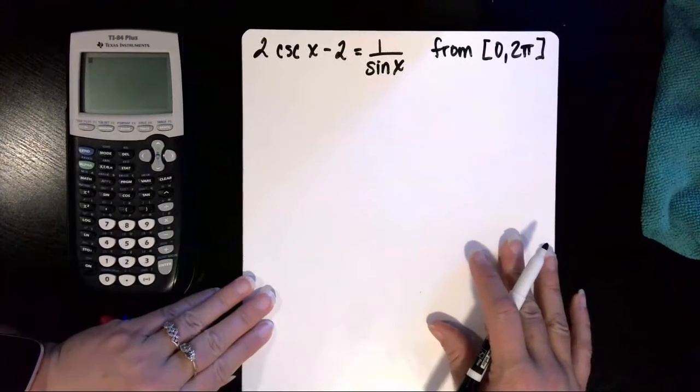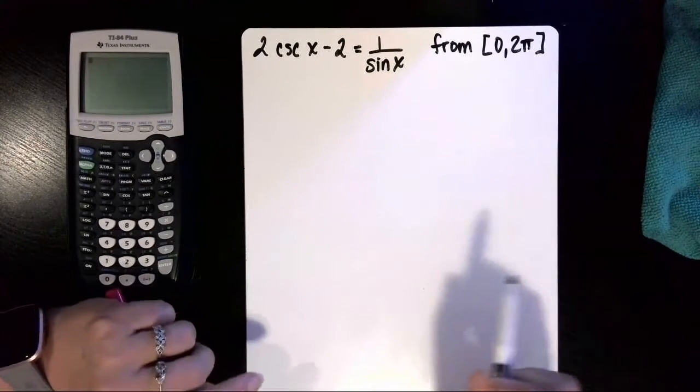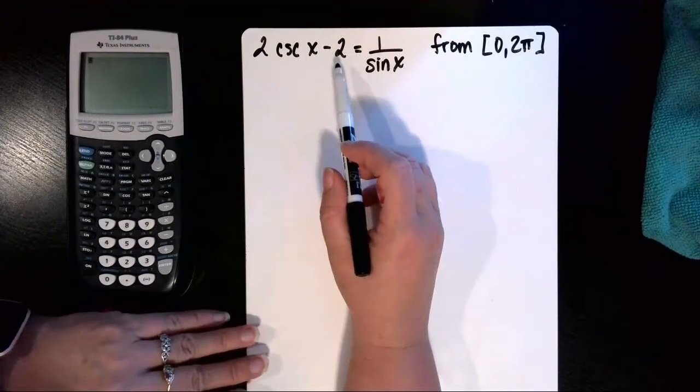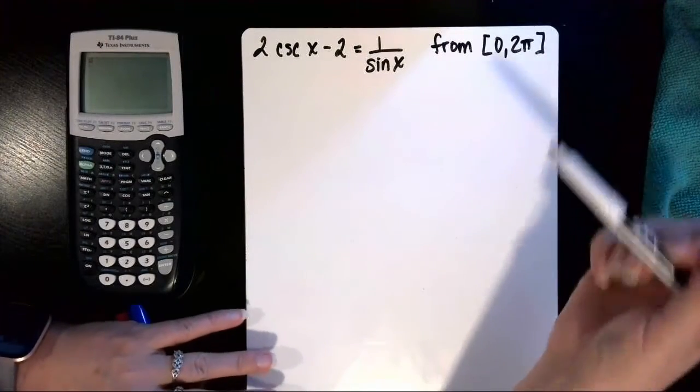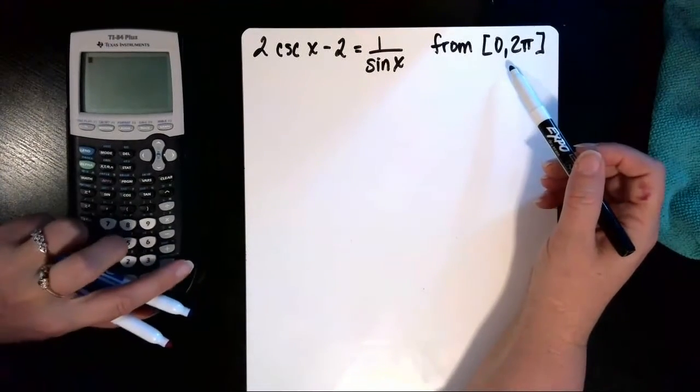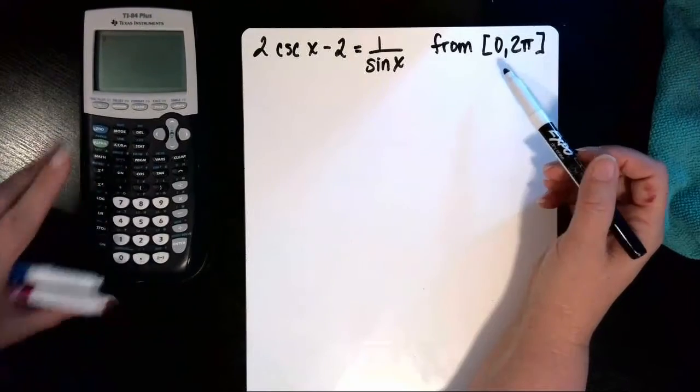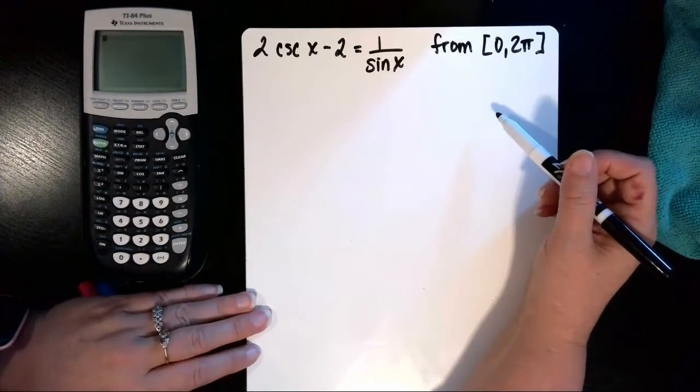Okay, so in this video we're going to solve the equation 2 cosecant of x minus 2 equals 1 over sine of x, and we want to find all of the solutions from 0 to 2 pi and check them in the calculator to make sure that they're correct.